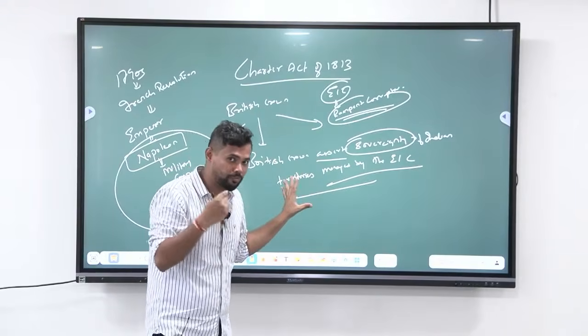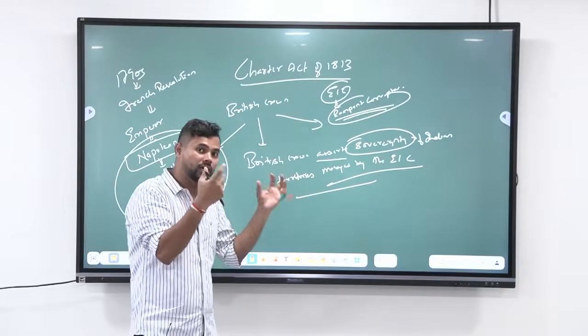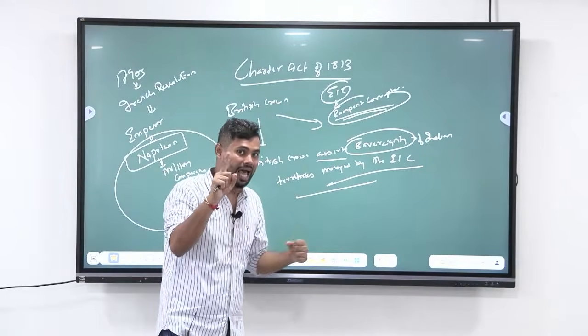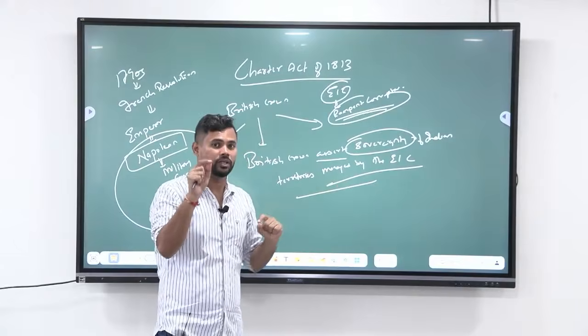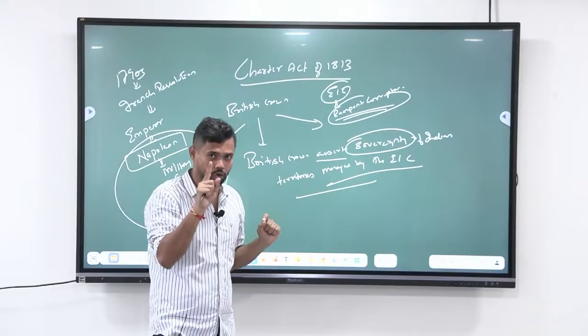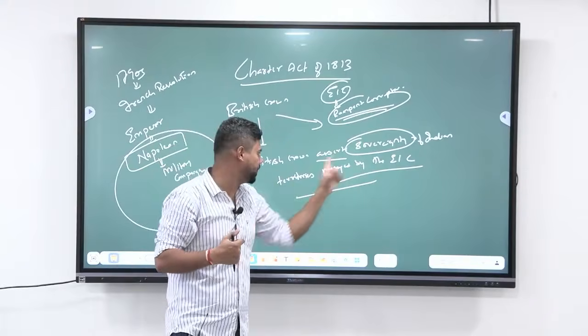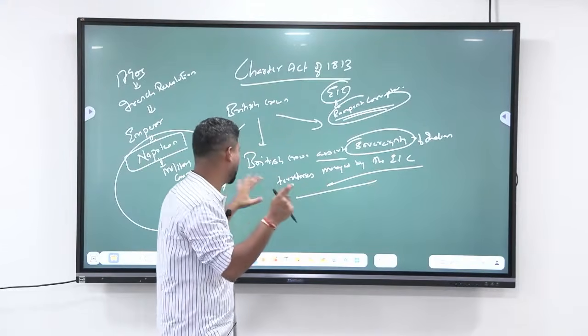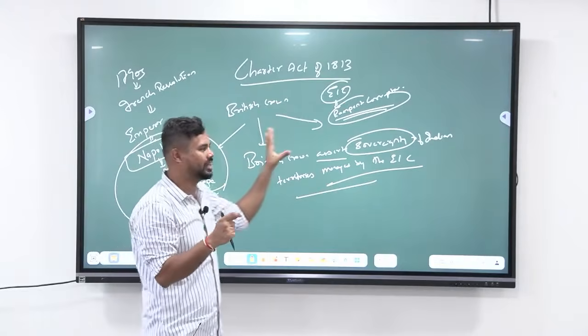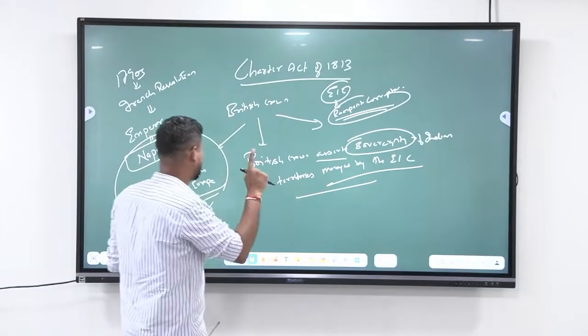There is no transfer of power. Transfer of power from the British East India Company to the British Crown will happen only after 1857, in the Government of India Act 1858. So don't think that there is a transfer of power. It is just that they're giving a statement that the British Crown asserts sovereignty over Indian territories managed by the East India Company. Why? Because they're feeling the threat from Napoleon and there is rampant corruption in the company. So this is the first point.